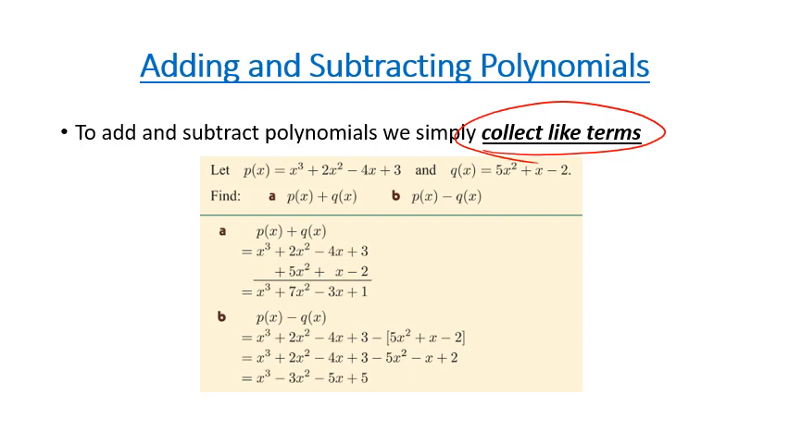So if we've got the function of p of x, all right, is x to the power of 3 plus 2x to the power of 2, take 4x plus 3. And we've got the function of q of x, where q of x is equal to 5x squared plus x, take 2. We can simply add and subtract these.